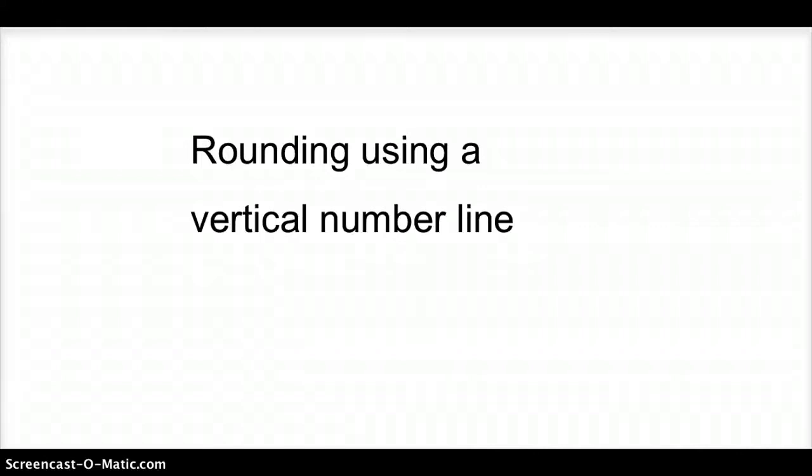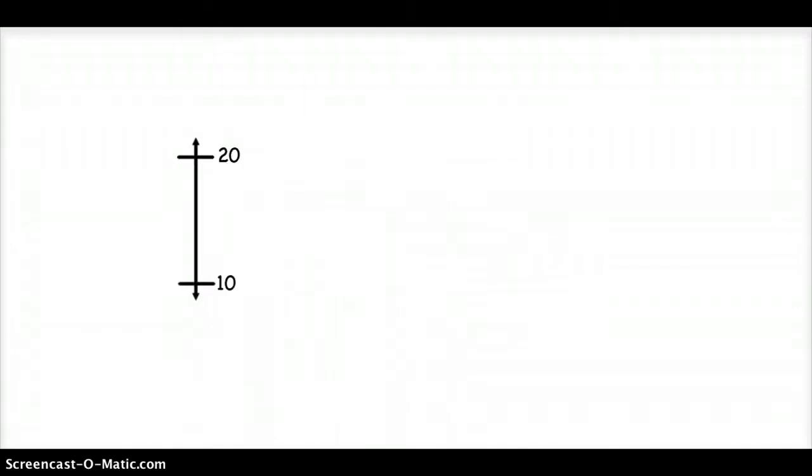We'll now take a look at the concept of rounding, and we're going to be using a vertical number line for this process. A vertical number line goes up and down, rather than the typical number line that goes left and right. Using a vertical number line will help students understand the idea of rounding up or rounding down.